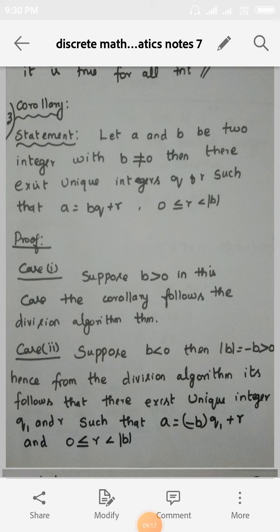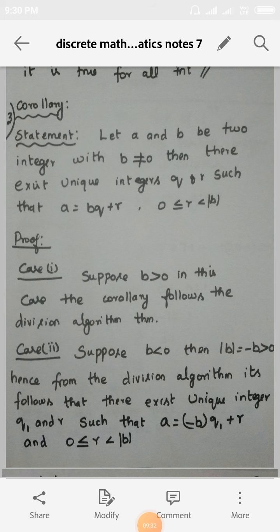So case 2 is, suppose b is less than 0. But first, if b is greater than 0, how should the corollary be proved? It follows the division algorithm theorem, which you already studied in earlier classes. That is for b greater than 0.